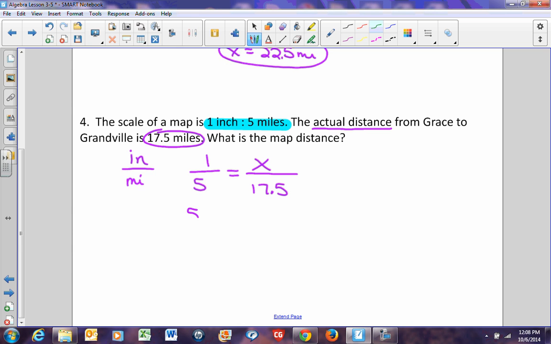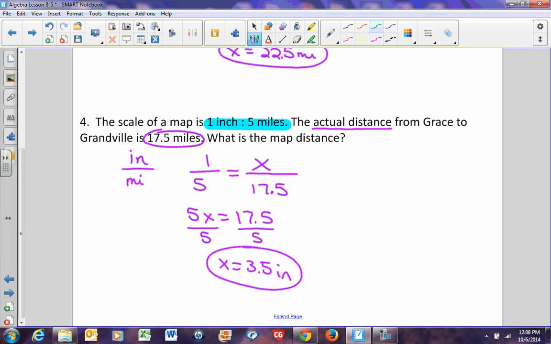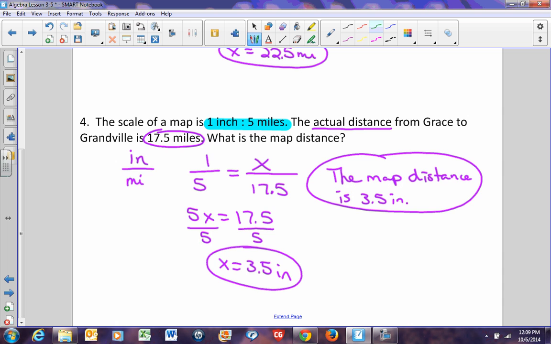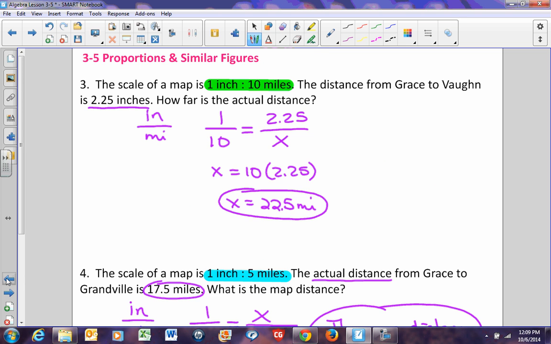Again, you're going to cross multiply. 5 times x equals 17.5. Divide 17.5 by 5. X is going to equal 3.5. And since 3.5 was up here on the top, which was the inches, we'll label it in inches. And of course, we should put it in a complete sentence. The map distance is 3.5 inches. We should have done that with the problem before it, too. Thus ends this lesson.